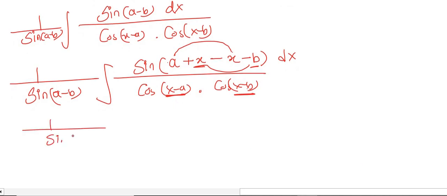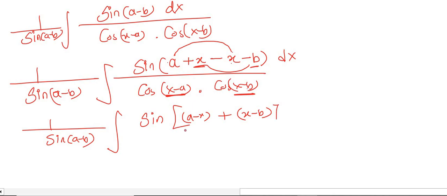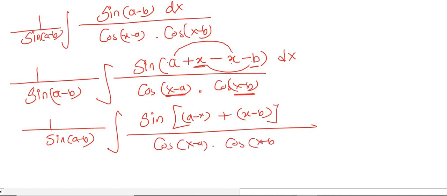One by sin a minus b, then sin, I can write these two together, a minus x and plus x minus b. Okay, this is just a manipulation. It is the same thing. I am just writing a with this x and x with b. Cos x minus a into cos x minus b.